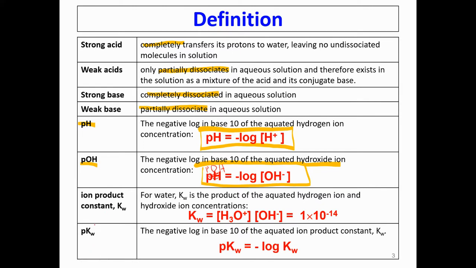Okay, another one, ionic product constant, Kw. Kw is the product of the equilibrium hydrogen ion and hydroxide ion concentration, and the value is a constant. So we call it the ion product constant. If we have p here, it means it's the negative log in base 10.